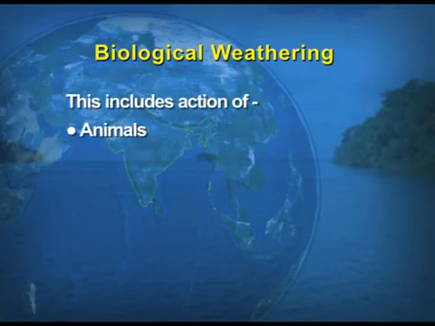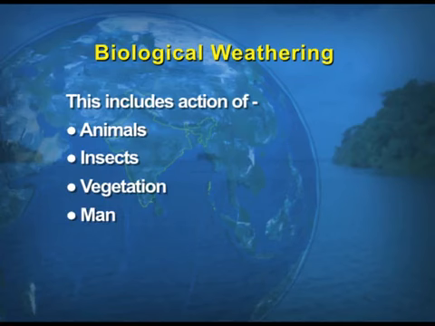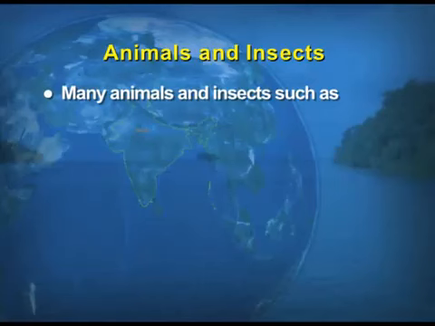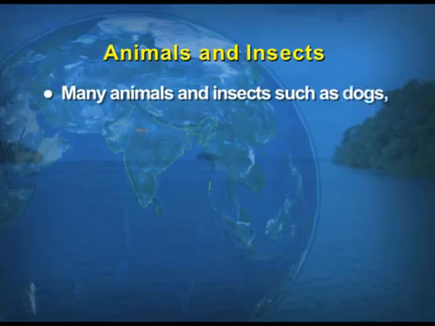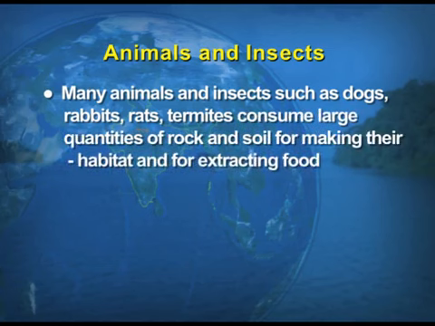Now, we take up the third type of weathering, that is known as biological weathering. This includes the action of animals, insects, vegetation and man, of course. First, we take up the action of animals and insects. Many animals and insects such as dogs, rabbits, rats, termites consume large quantities of rock and soil for making their habitat and for extracting food.